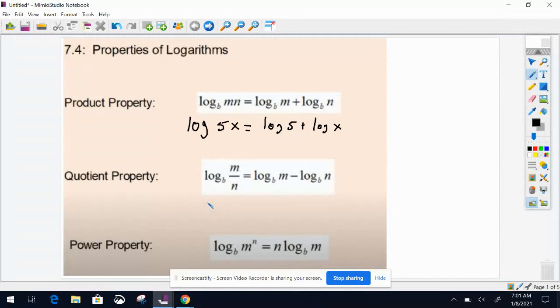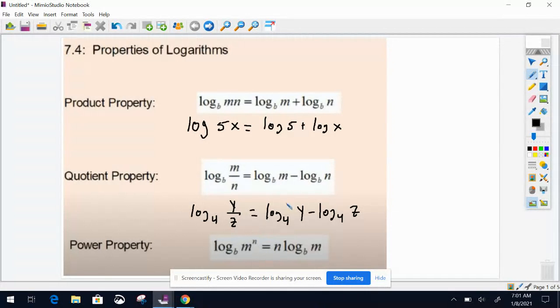So the quotient property: if you have log base b of m over n, we're going to subtract those, just like we would with exponents. So if I had log base 4 of y over z, that would be the same thing as log base 4, the base doesn't change, of y minus log base 4 of z.